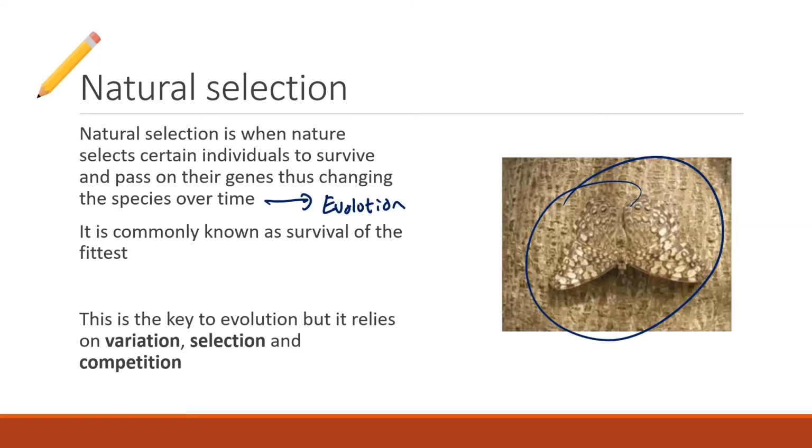Selection. What are the things that cause these animals, some animals to win and some animals to lose? What are the things that cause this selection? And the last one is competition. And the last question here is, what is competition like? How do different animals fight against each other?